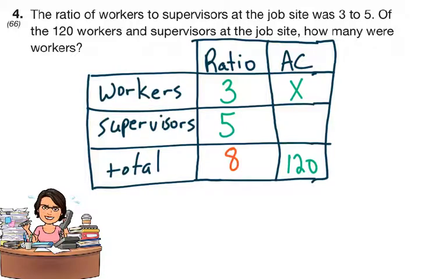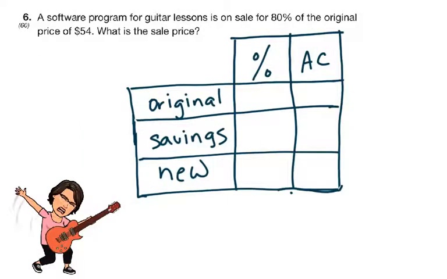You're going to set up a proportion. So we're going to do 3 over 8 equals X over 120. Then you're going to cross multiply and solve. Go ahead and pause the video, solve the rest of the problem on your paper, and then when you're done, go on to number 5, or to the next one, which is number 6.